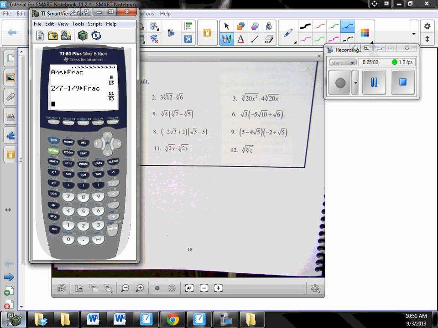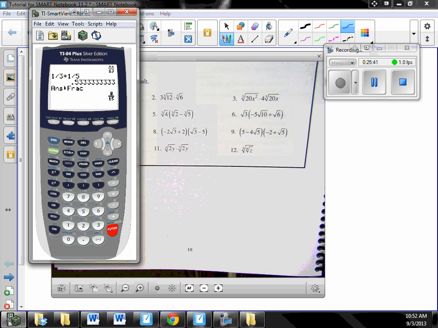So I would type in 1 divide 3, oops, 1 divide 3 plus 1 divide 5. And then I want to tell the calculator to give me a fraction answer. If I just hit enter, I get a decimal. And to turn that into a fraction, you push math, and the first one says arrow, triangle, fraction. That means turn your answer into a fraction. So if I hit enter on that, I get 8/15.